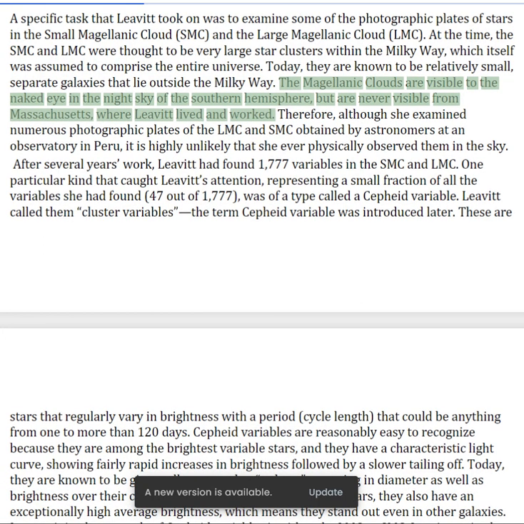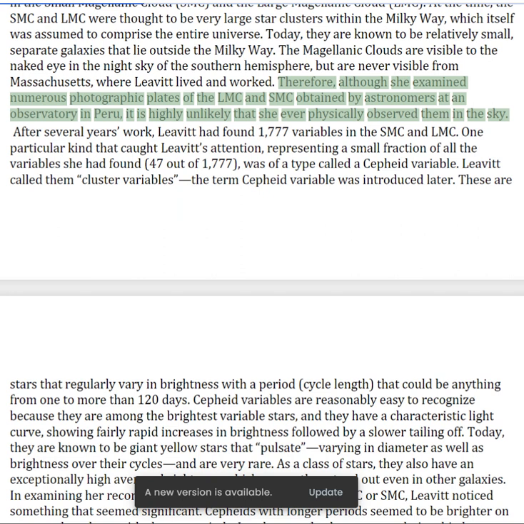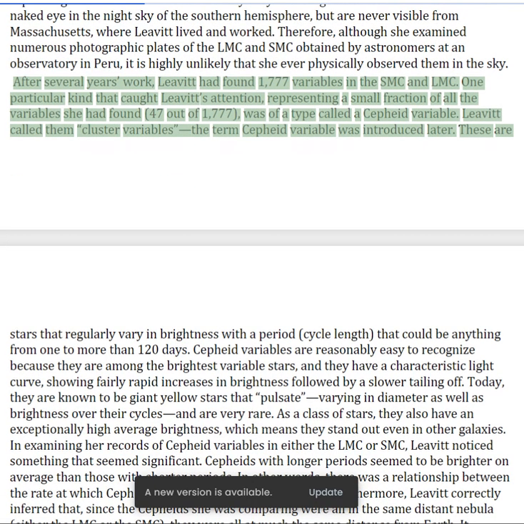The Magellanic Clouds are visible to the naked eye in the night sky of the southern hemisphere, but are never visible from Massachusetts, where Leavitt lived and worked. Therefore, although she examined numerous photographic plates of the LMC and SMC obtained by astronomers at an observatory in Peru, it is highly unlikely that she ever physically observed them in the sky. After several years' work, Leavitt had found 1,777 variables in the SMC and LMC.